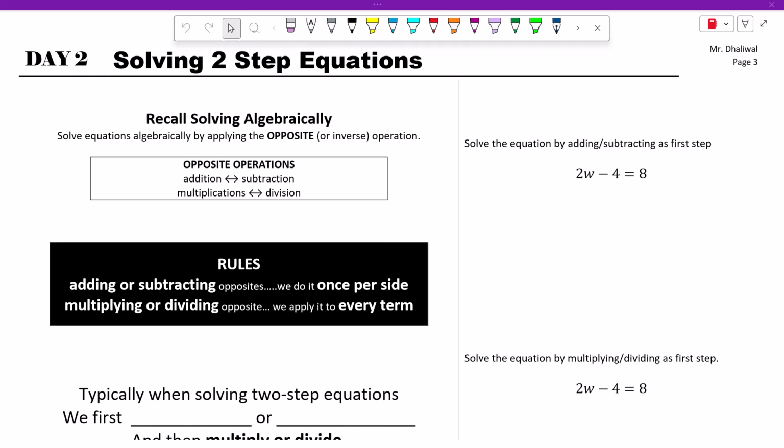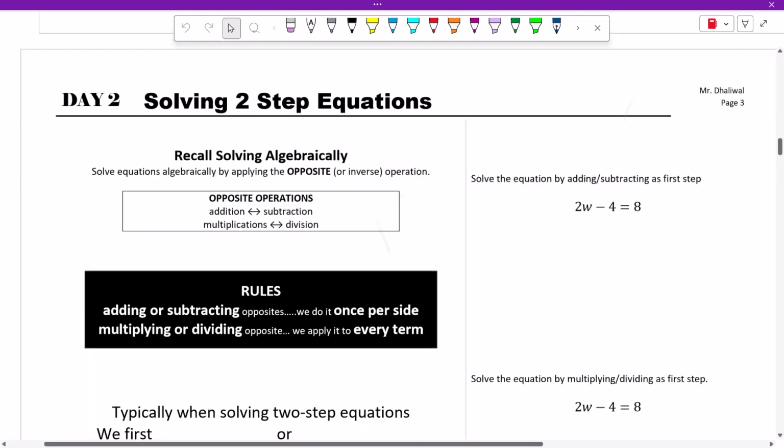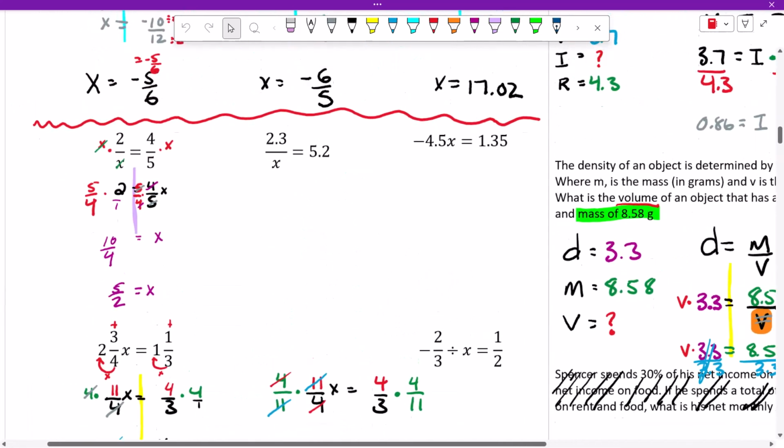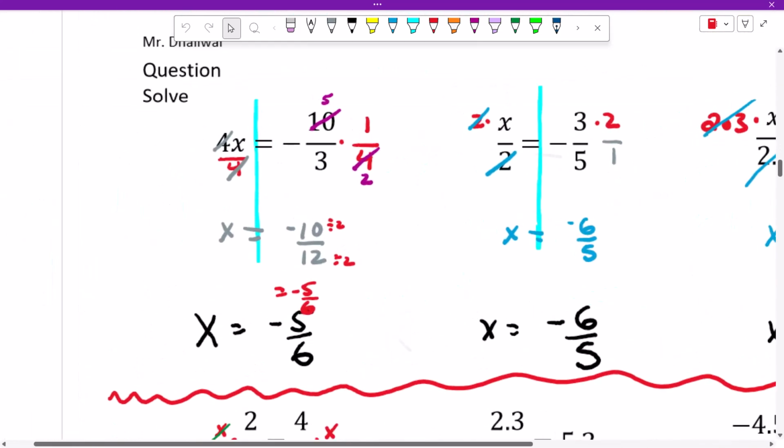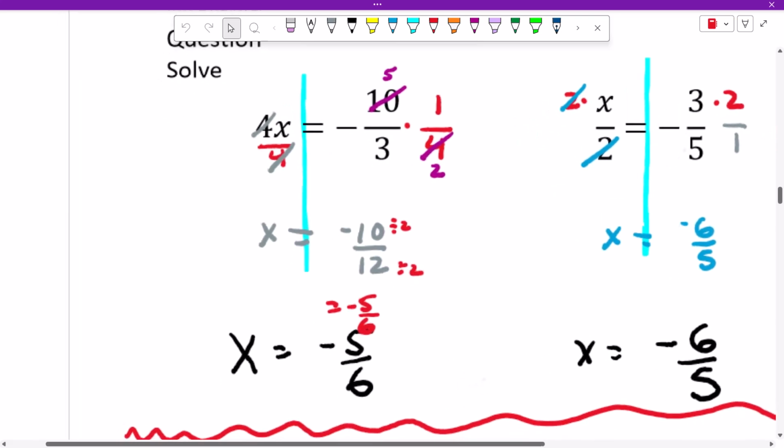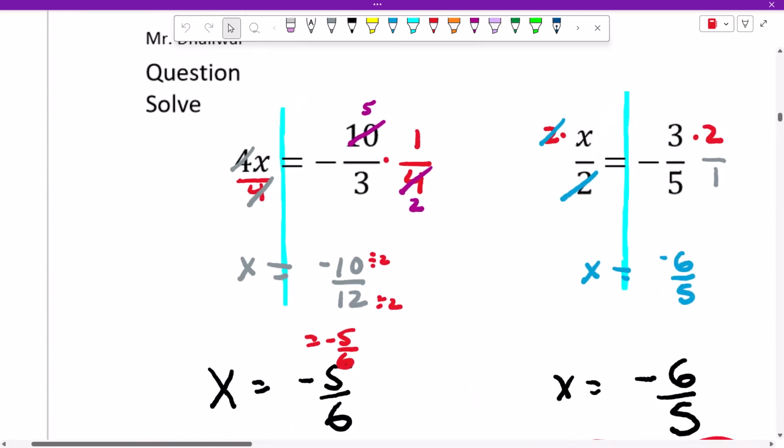So this chapter is all about solving equations. What that means is we need to figure out the value of the letter. The letter is called the variable. And the way we figure that out is we move all the numbers away from the side of the letter onto the other side. We do this by doing opposites, right?